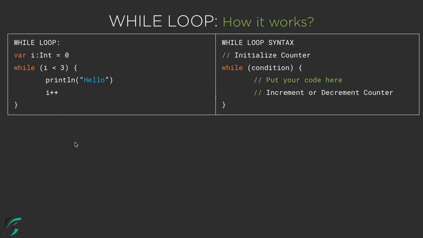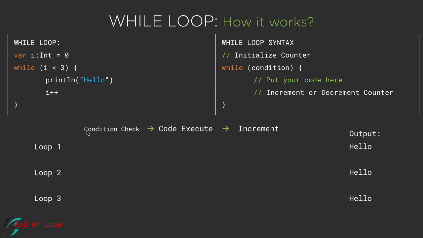Now how does the while loop work? Now if you run this code, then it will simply print hello 3 times in the output by using loop 1, loop 2 and loop 3 as usual, and at the end the loop will terminate, right? So the control flow for the while loop is like this. First, we check the condition and then execute the code and then increment the counter.